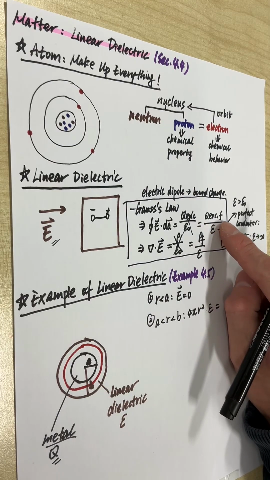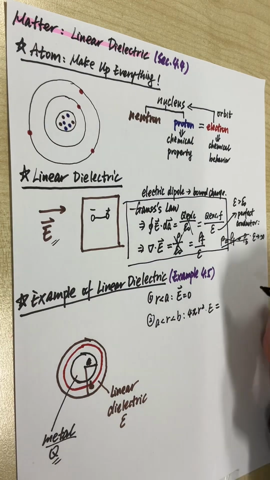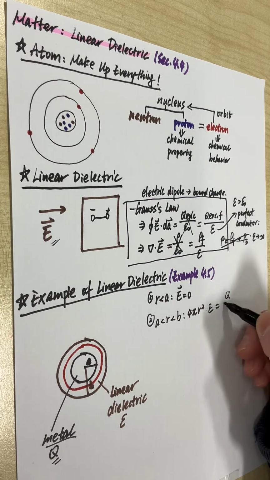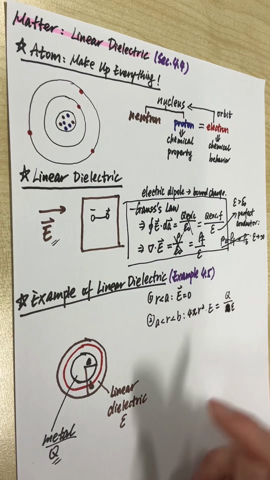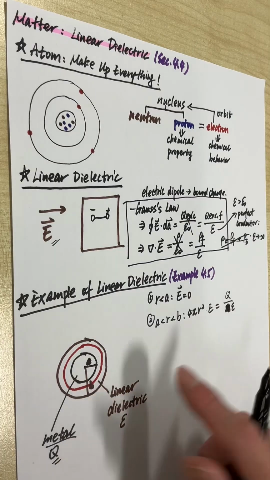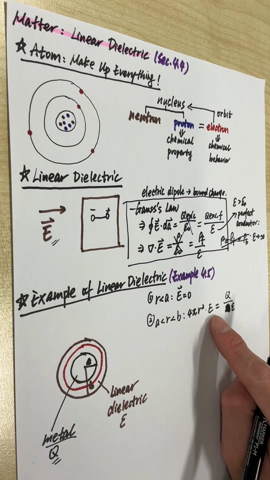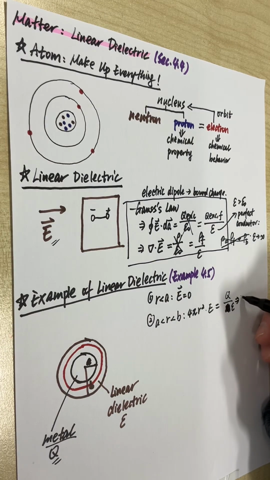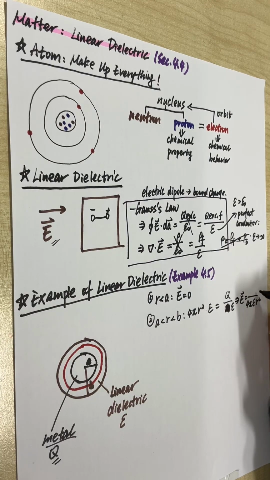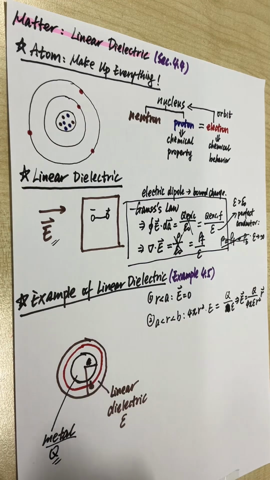The total free charge is the charge in the metal. So we have Q. And then we have epsilon instead of epsilon 0, because we have linear dielectric. So the electric field inside of the linear dielectric is E equals Q over 4 pi epsilon r squared, and the direction is perpendicular to the surface.